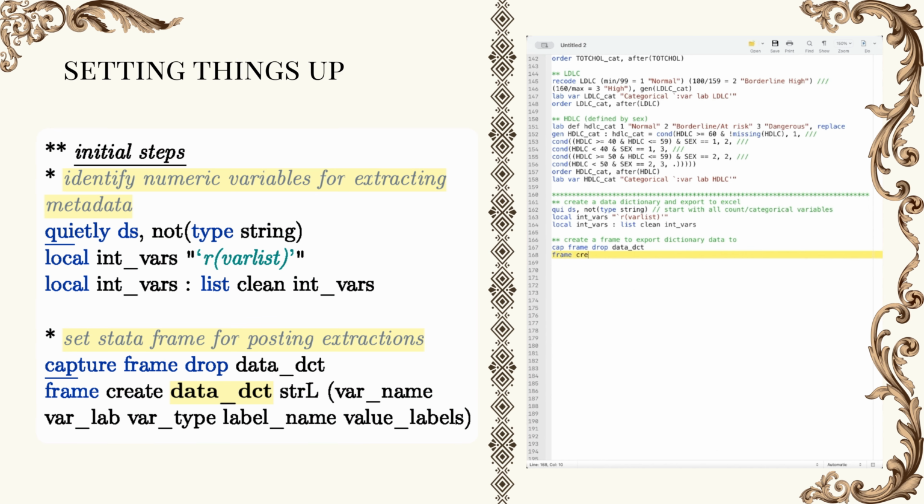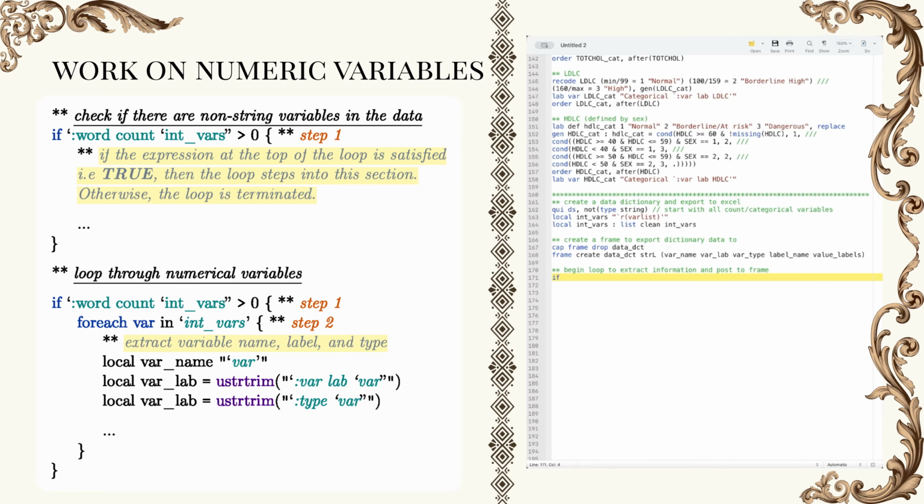The attributes, variable name, label, type, label name, and value labels will be written as strings on the frame data_dct. Because each field has variable length, we set the storage type to long string format at this time. Next, we process the numeric variables. We begin the loop by checking if there are actual variables to process. This is done by checking if the local macro int_vars is not empty by using the macro function word count.